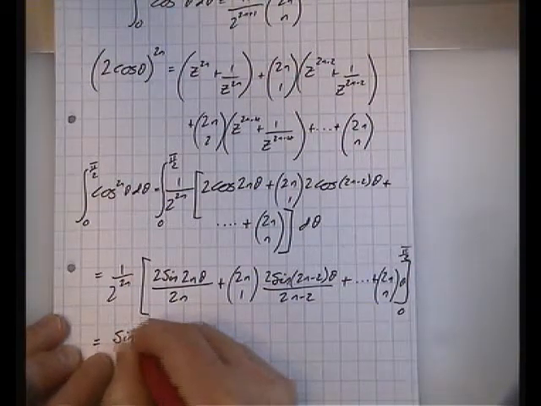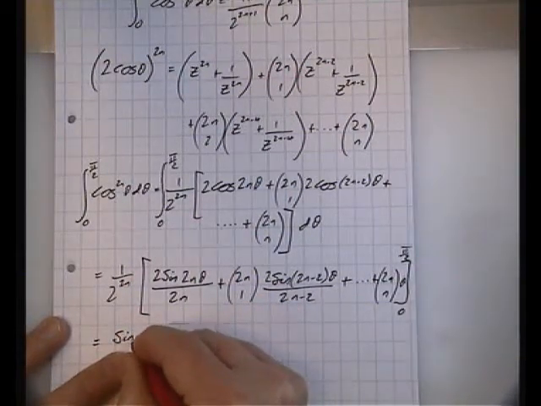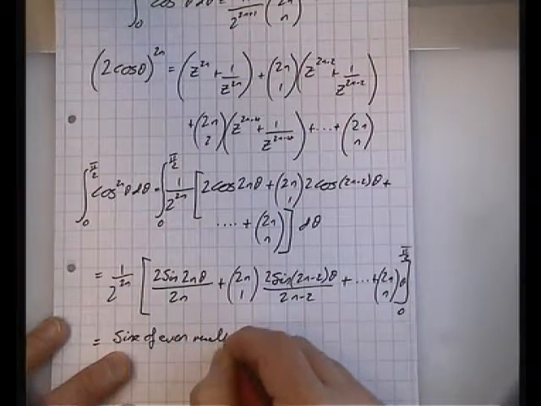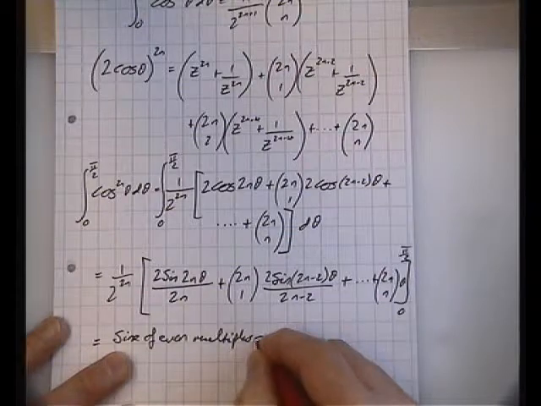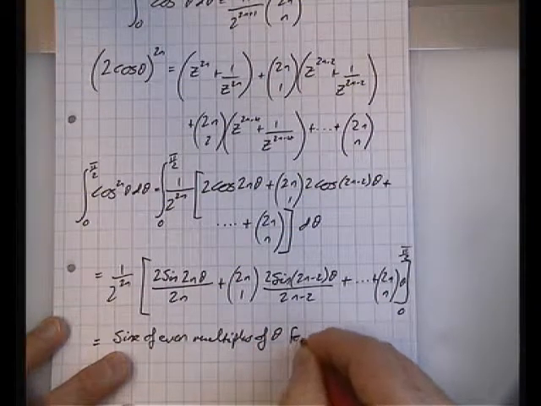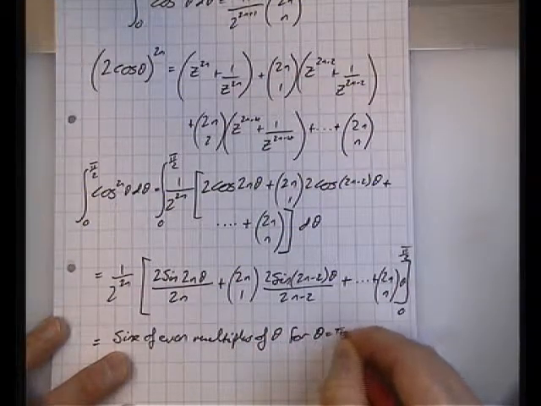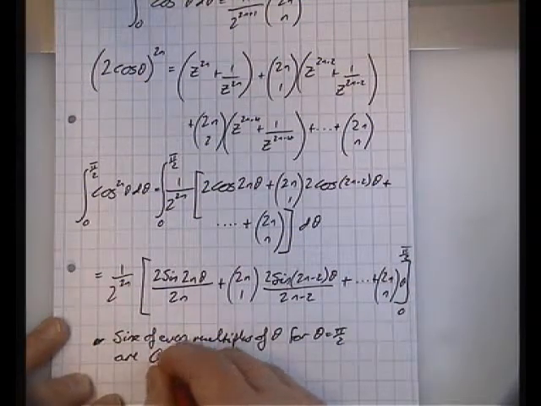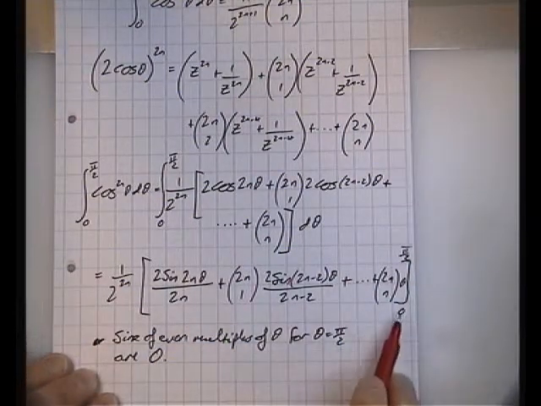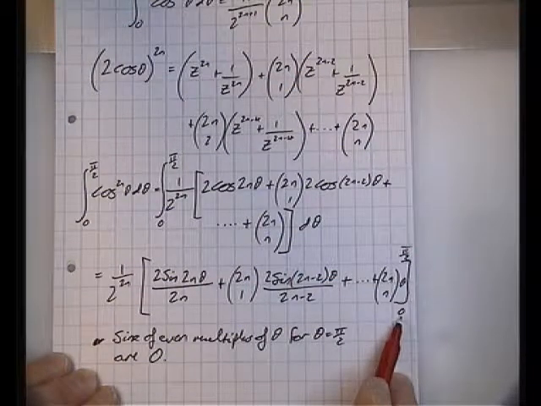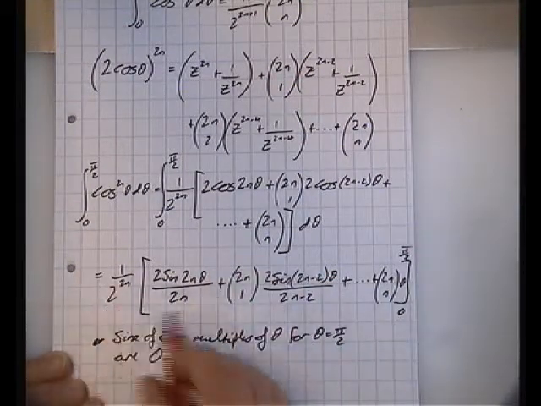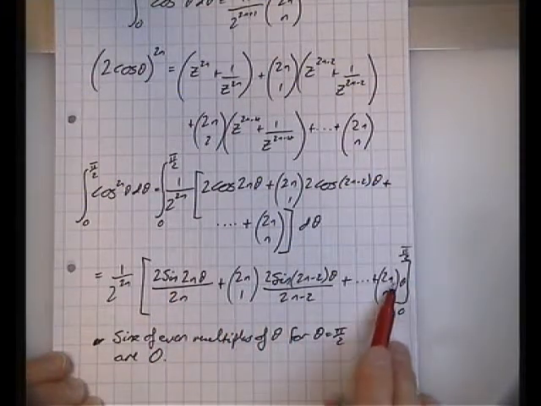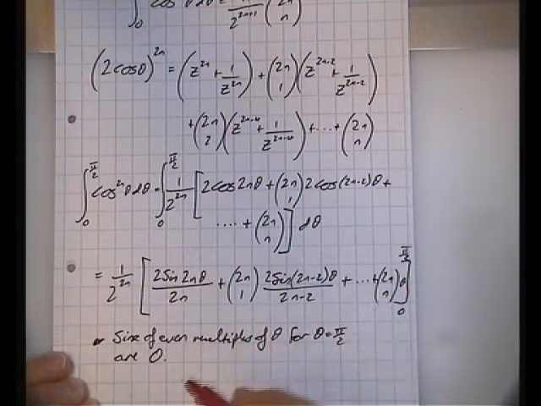So sine of even multiples of theta for theta equals pi by 2 are 0. And of course sine of 0 is 0. So this simplifies drastically. That becomes 0, that becomes 0, and so on, all the way down to this term here. It's the only non-zero term here.